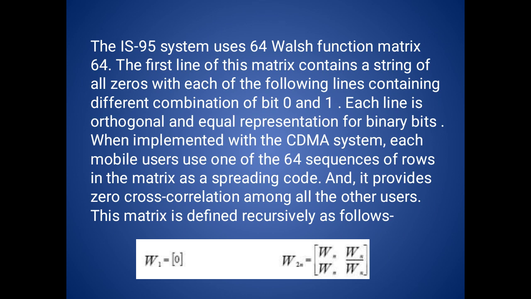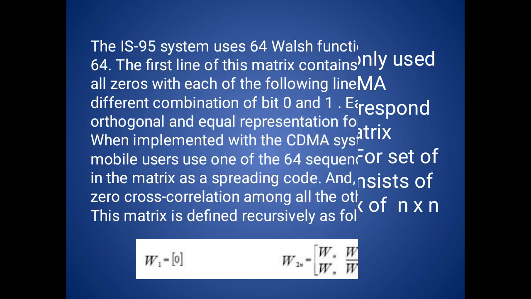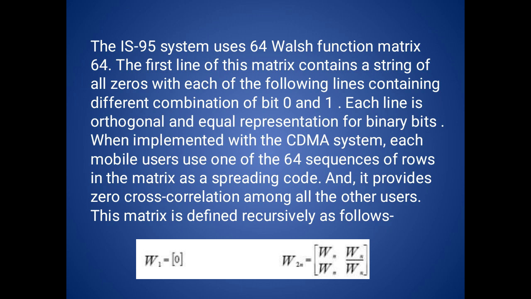One more thing you have to observe in Walsh codes is the number of rows will always be equal to the number of columns, because already in this slide I have mentioned that these codes correspond to the lines of a special square matrix. A square matrix always contains an equal number of rows and columns, and that's why the order of the Hadamard matrix will be n cross n. The International System 95 uses 64 Walsh functions using a 64 matrix. That means an 8 by 8 square matrix containing 8 rows and 8 columns. The first line of the matrix always contains a string of zeros, with each of the following lines containing a different combination of 0 and 1.